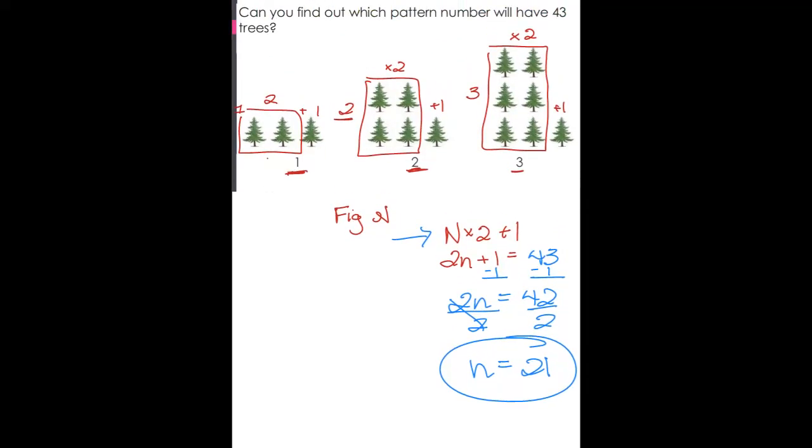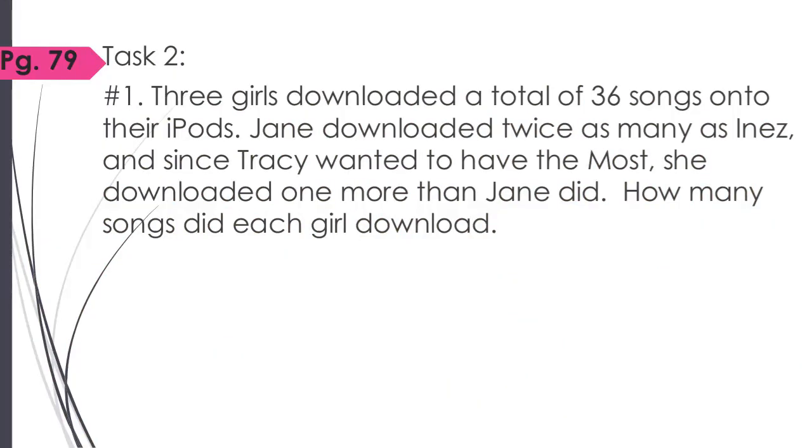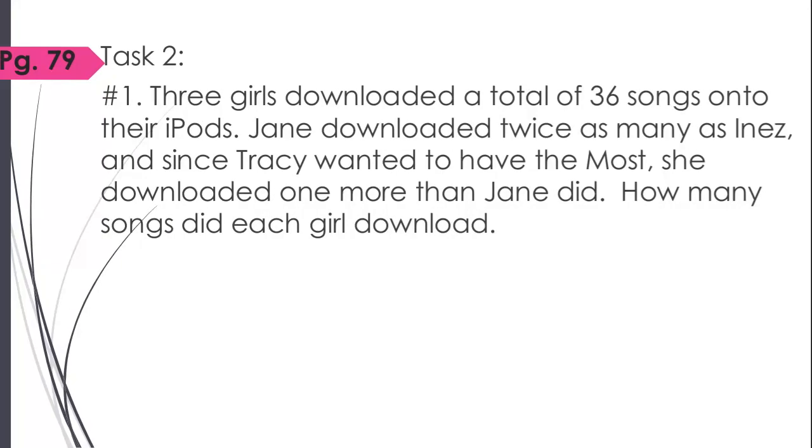All right. So, any questions about this? All right, let's go then to page 79. This is our chapter on equations. I love equations. I love these types of problems. Of course, you're a math teacher. You have lots of problems. Okay. So, here is our first problem.